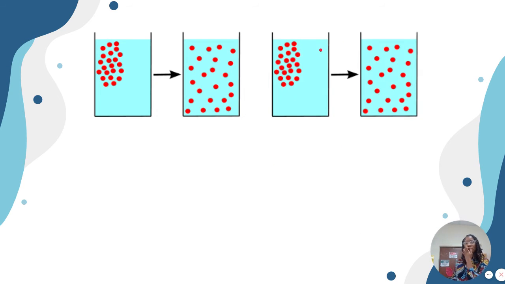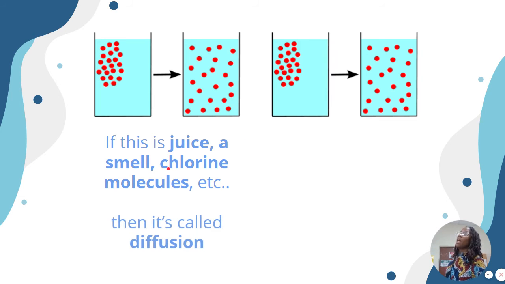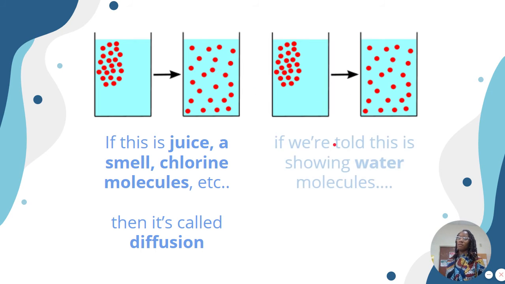So again, this is juice, smell, chlorine. It is diffusion. And if I'm talking about water, what is it called?